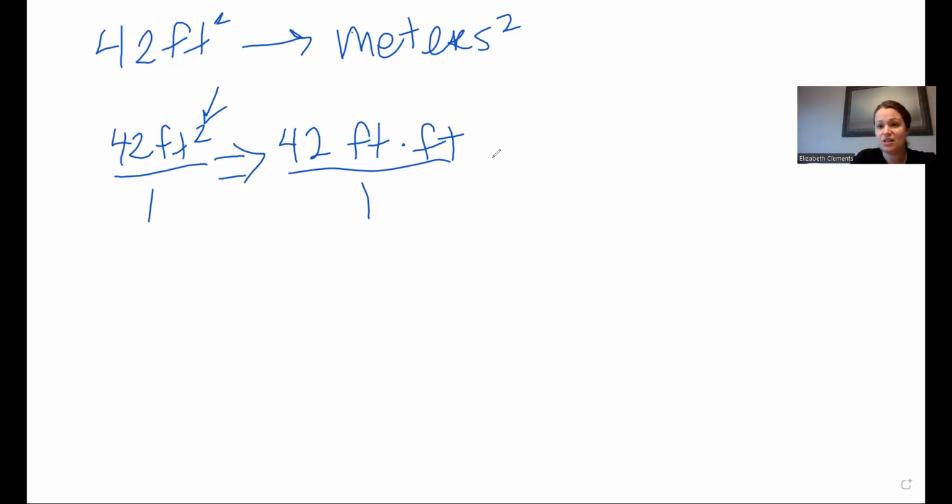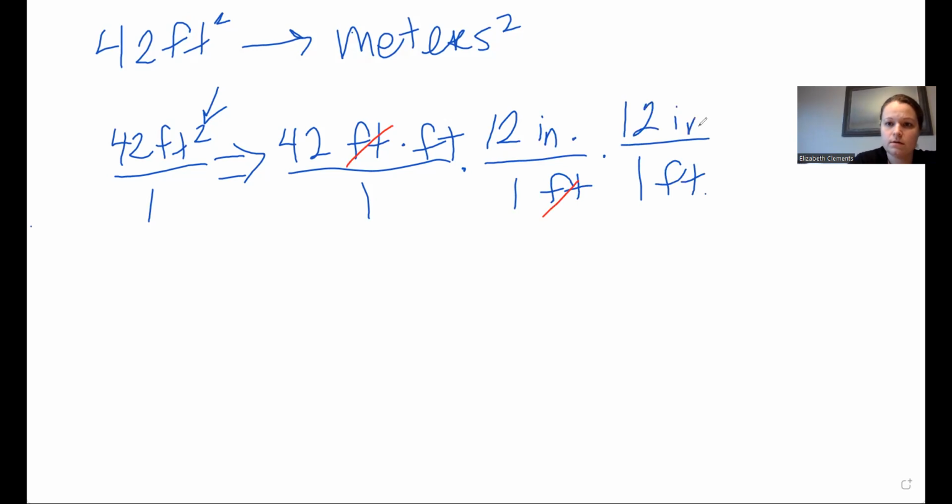So when I'm going from feet to inches, I want inches. That means I want my feet to divide away, so my feet is in the denominator, and I know there's 1 foot to 12 inches. Again, this is also on your unit chart if you didn't remember that. This only gets rid of one of my feet. I still have another one to get rid of, so I have to do it again. 1 foot is 12 inches. Now that gets rid of both of my feet, and I have 2 inches units.